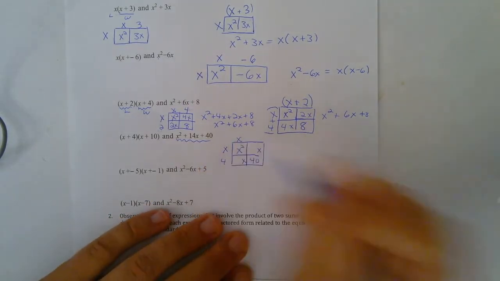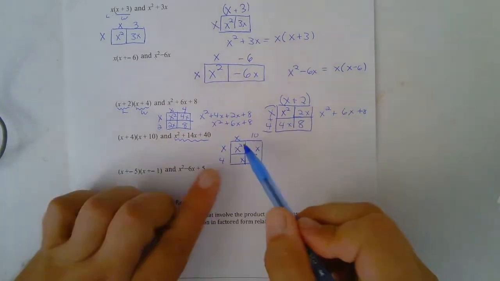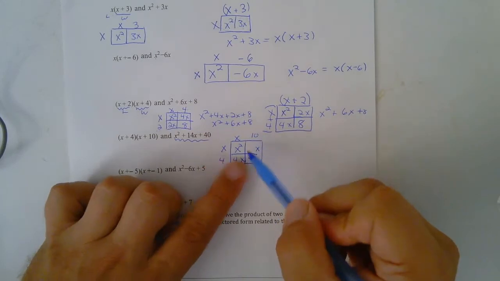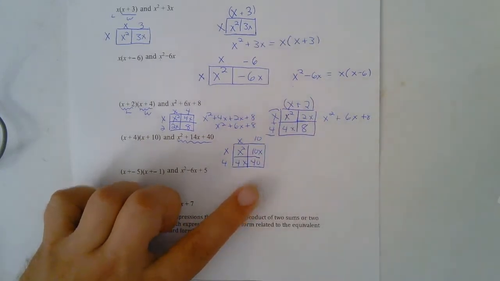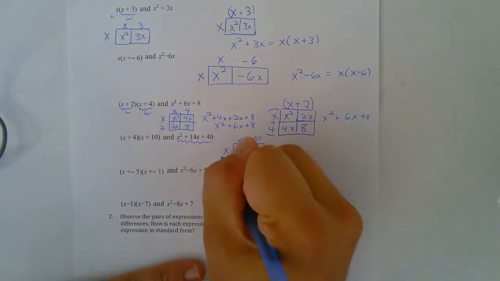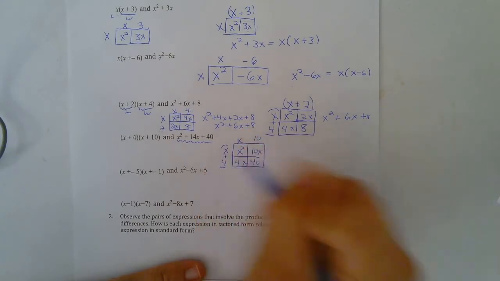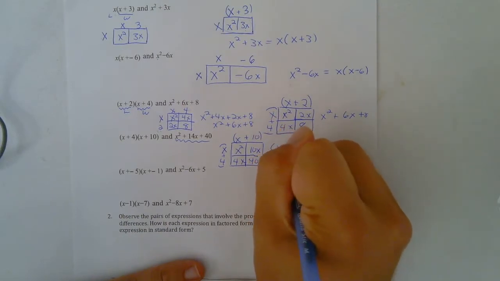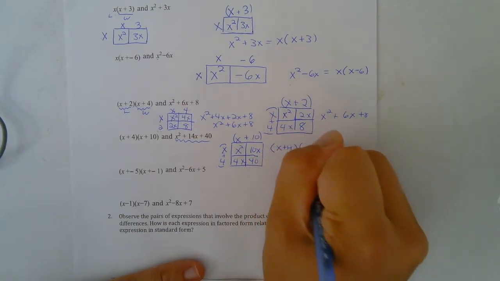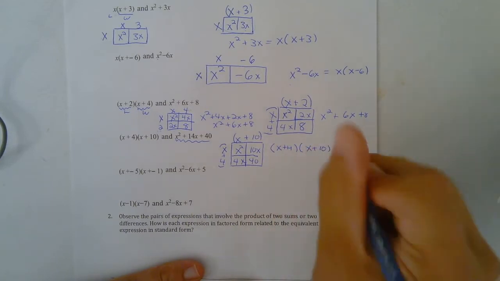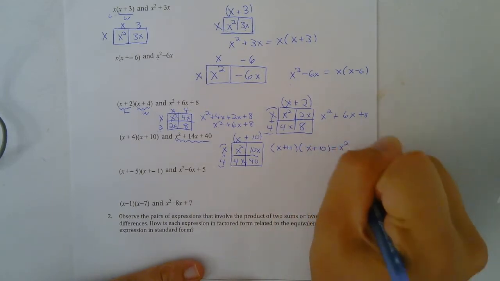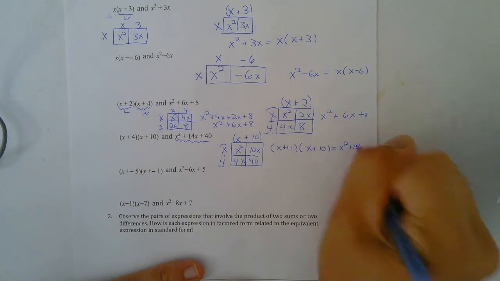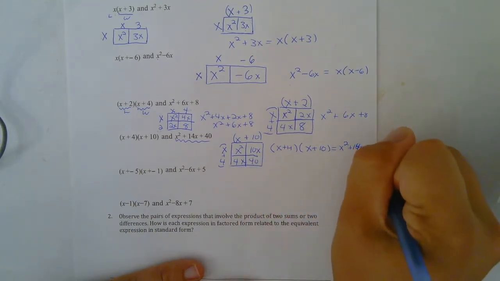So this would be 4. This would be 10. Multiplying them, 4 times x is 4x. 10 times x is 10x. So if I kind of draw that here, around there, and around there, we would have x plus 4 times x plus 10 is equal to x squared plus 10x, or really just plus 14x. We can add those together, plus 40.